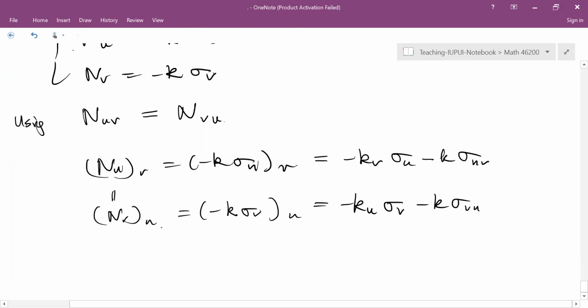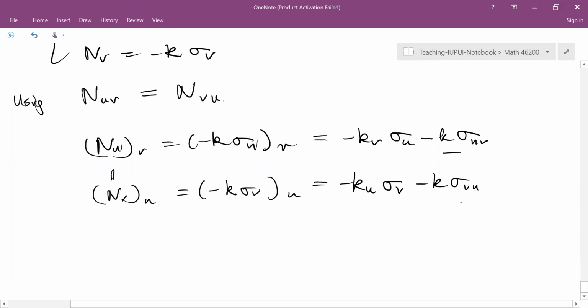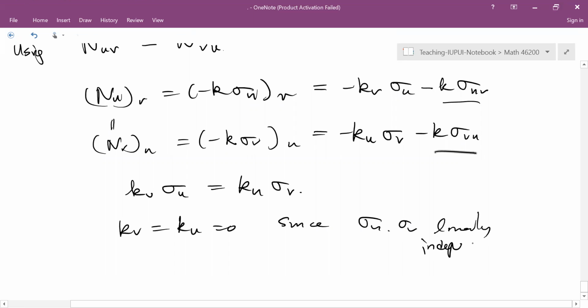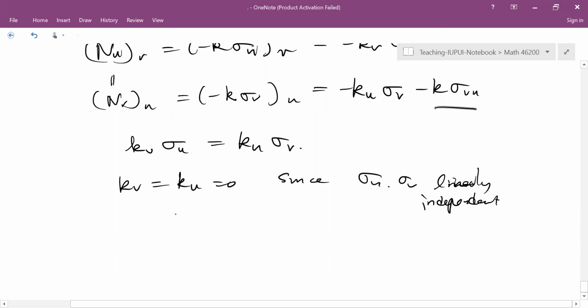So those two sides are equal, and you will see that these two terms are equal, right? That means k_v σ_u should be equal to k_u σ_v. But σ_u, σ_v are linearly independent, so k_v should be 0 and k_u should be 0, since σ_u, σ_v are linearly independent. So that means the partial derivatives of k are 0. That means k is going to be constant.